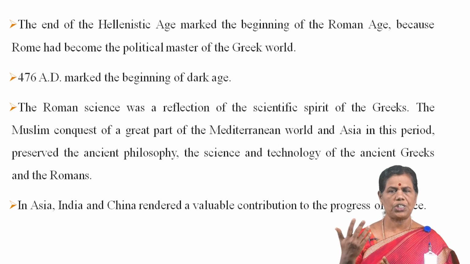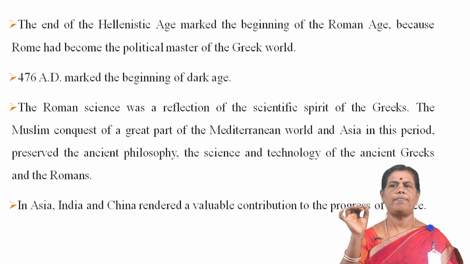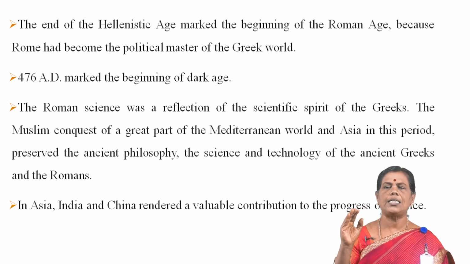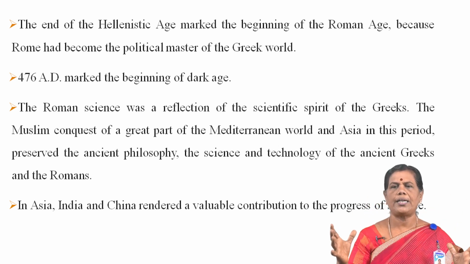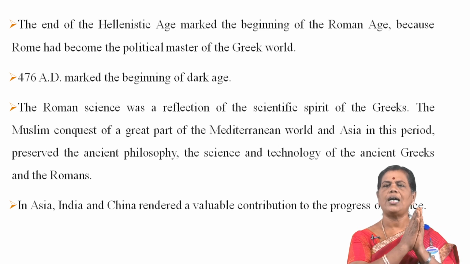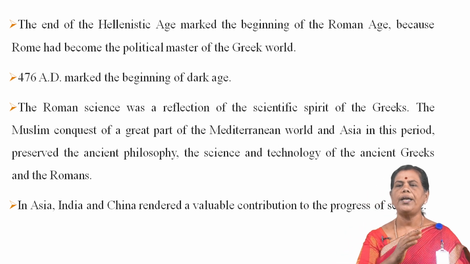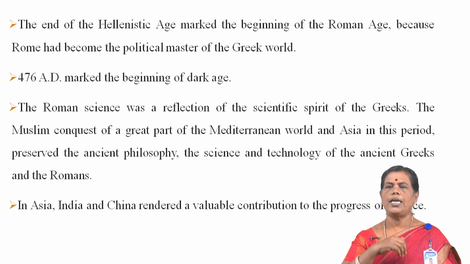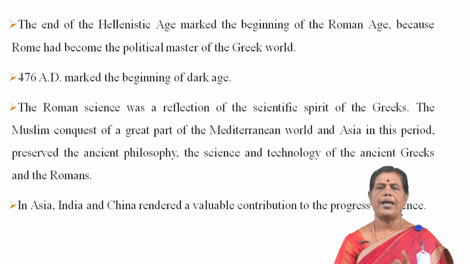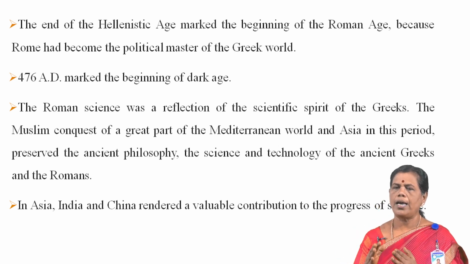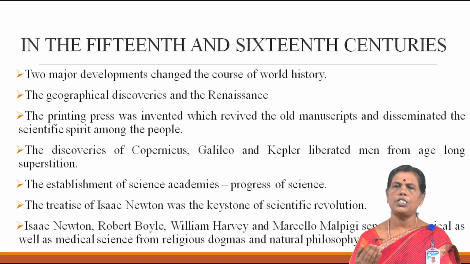Greeks and Romans. So in the ancient world, the first people who came with the scientific spirit were the Greeks. Greece was the mother of European science. From the Greeks, the Romans accumulated and brought the knowledge of the ancient Greeks. So this was the condition in Europe, the Greeks and the Romans. And in Asia, India and China rendered a valuable contribution to the progress of science through the ages.